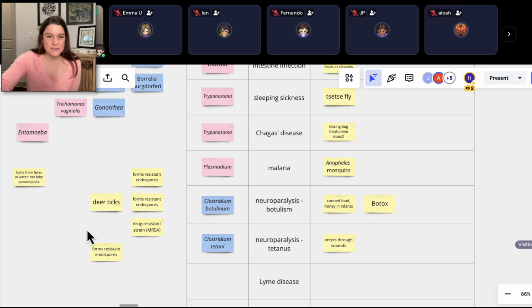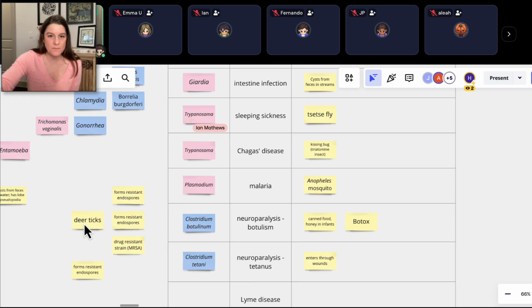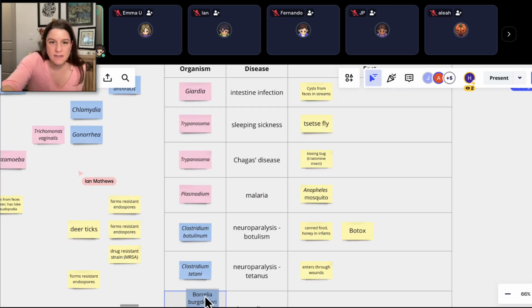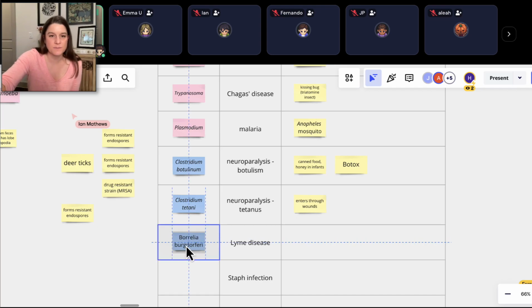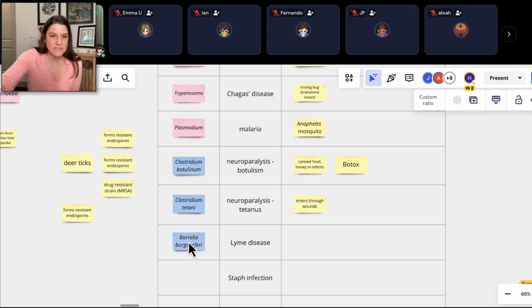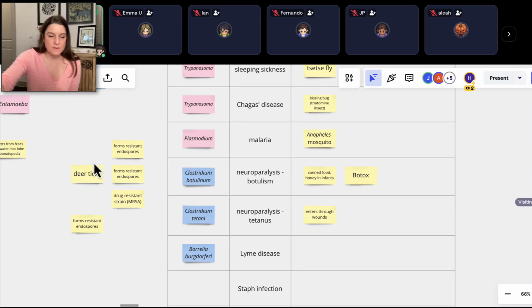Okay, Lyme disease. We're back onto bacteria. Borrelia burgdorferi is what causes Lyme disease. Oh, that one is not italicized. It should be. All these should be italicized. Borrelia burgdorferi causes Lyme disease. It is passed by deer ticks. Let me move these down.